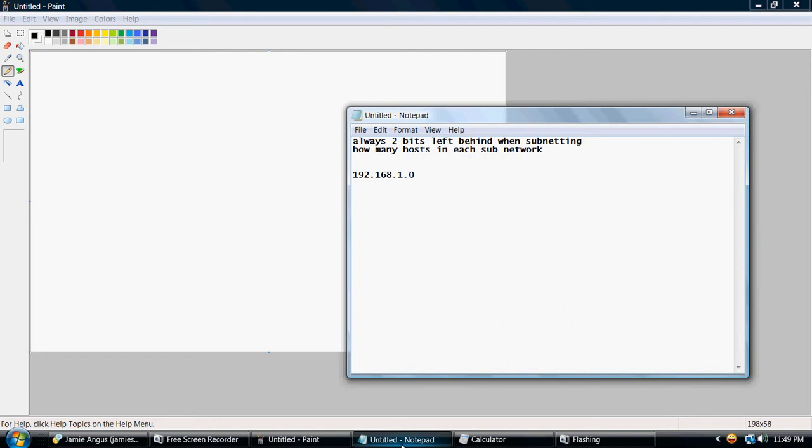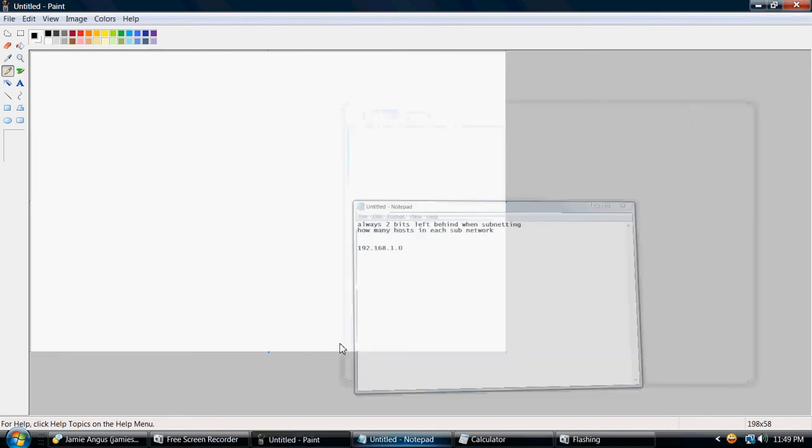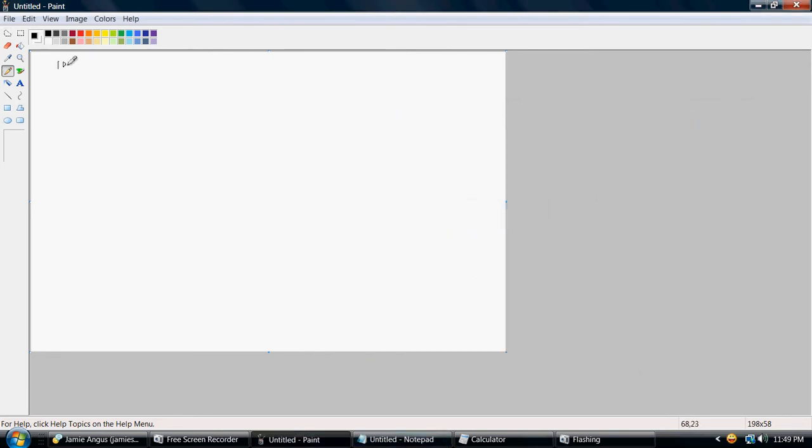So the IP address I'm going to start out with is 192.168.1.0. And so what I'm going to have is I want a network with 5 subnets on it: 1, 2, 3, 4, 5. And I want to have 30 hosts on each subnet.